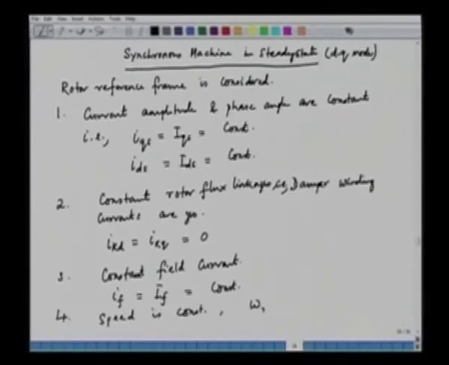It means omega r is the same as omega E, which is constant. The electrical speed of the rotor is the same as the synchronous speed, the electrical synchronous speed, that is omega E. So, these are the conditions for the steady state. Now, if we consider the steady state condition, the equation for the stator voltages can be written as follows.